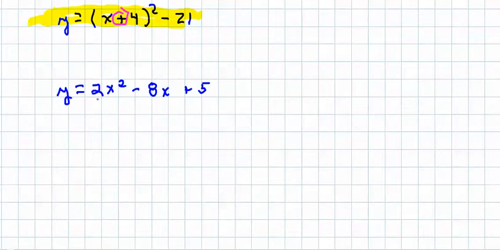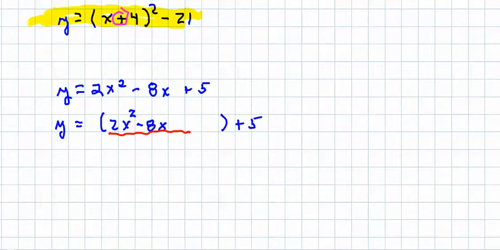Now, the difference here is we have a coefficient of 2. So what we want to do, with 2x squared minus 8x plus 5, out of this part right here, we want to factor out a 2. The reason we want to factor out a 2 is the leading coefficient has to be 1 before we divide everything by 2, but we can't divide y by 2. So we're going to factor out that 2. 2 times (x squared minus 4x), and we have a plus 5.